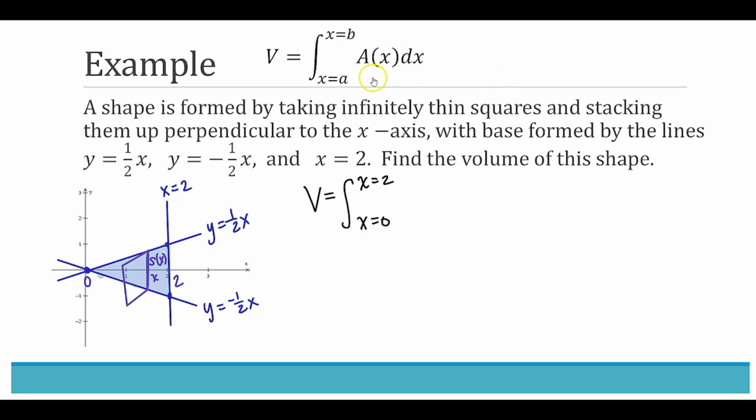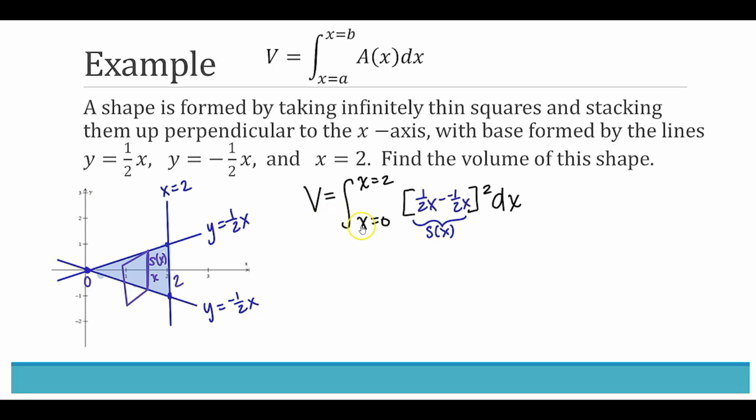And the area of my cross-section is side squared. The area of a square is side squared. So here I'm going to go ahead and write brackets squared dx. What goes inside those brackets is s of x, s of x being the side length at any particular x. So what's going to go right here is my side length as a function of x. Well, that's obtained by doing top minus bottom. So 1/2 x minus negative 1/2 x.